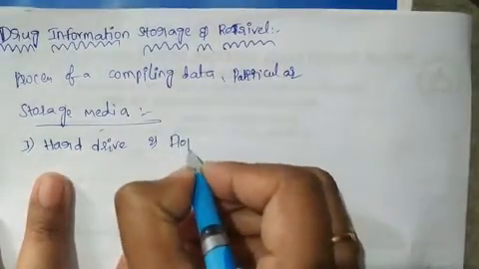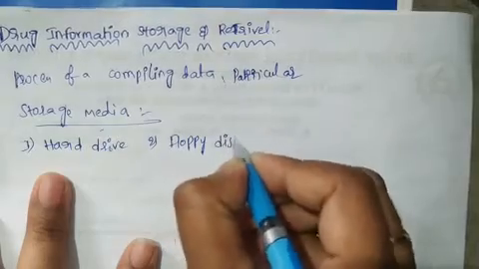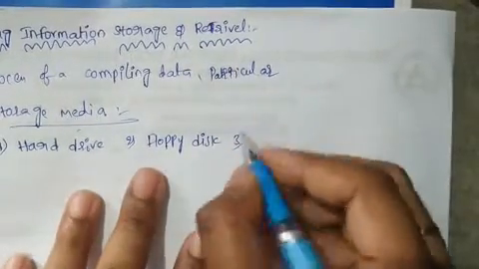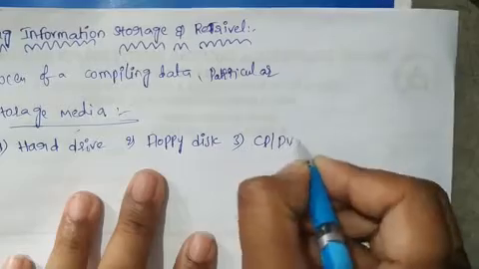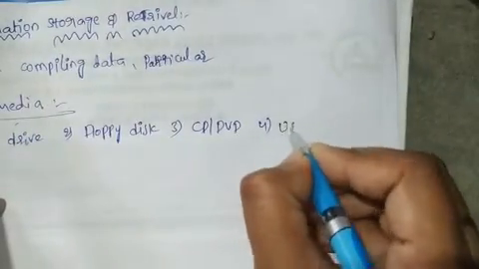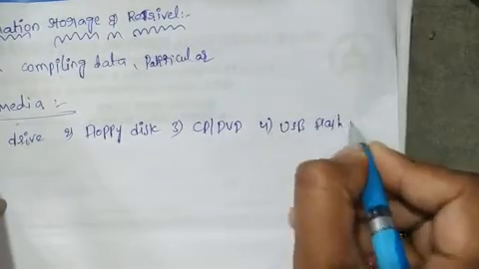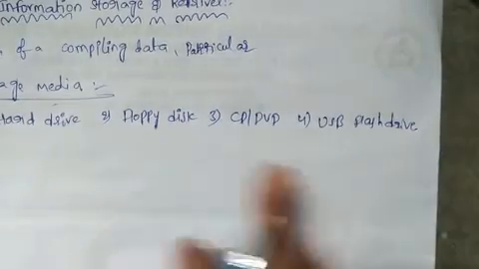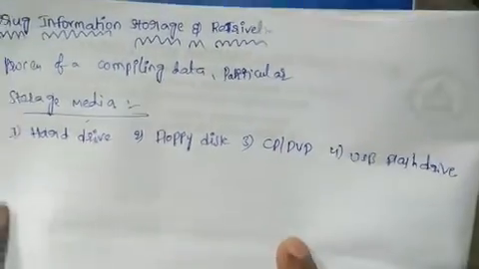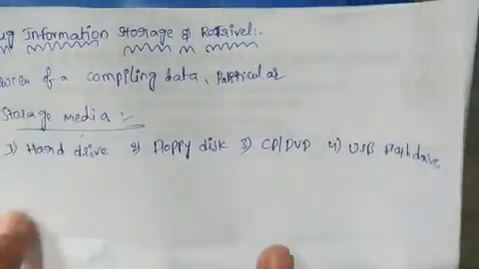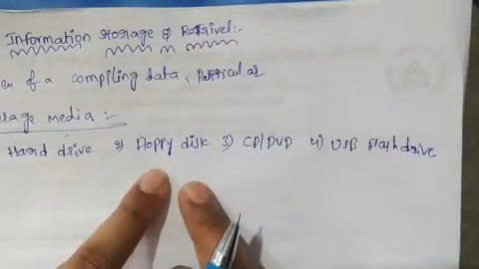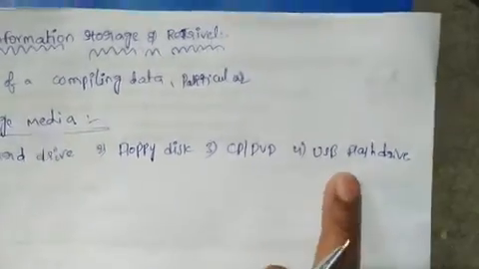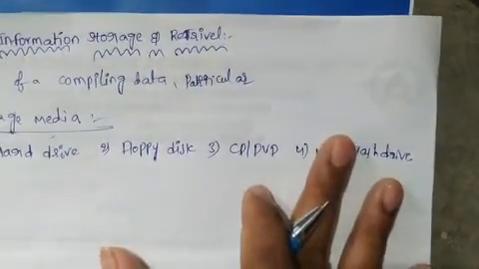Next one is the floppy disk, and third one is the CD or DVD. Everyone knows CD or DVD. Fourth one is the USB flash drive. These are the four types of storage media used to store drug information and retrieve it. All of these are used for drug information storage.